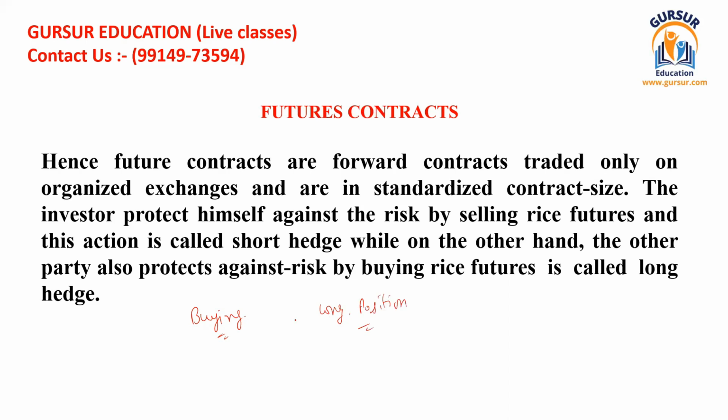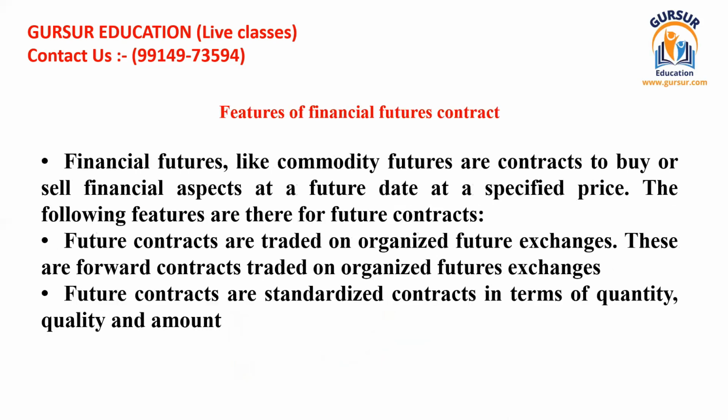And if you are buying a selling contract, that you wish to sell some certain commodity at some future date at a certain price which is going to be decided today, this is known as a short position or short hedge. So these are the two kinds of positions under the futures contract. I hope you have got the idea of this. The most important thing in futures contracts you have to understand is the features. Features are very important.